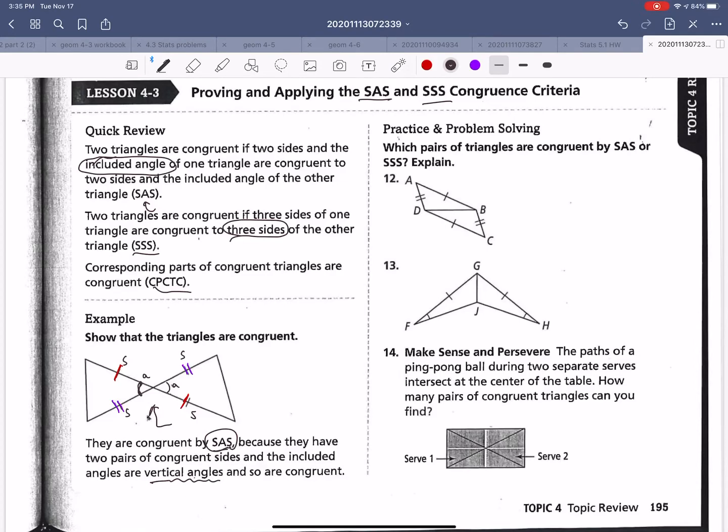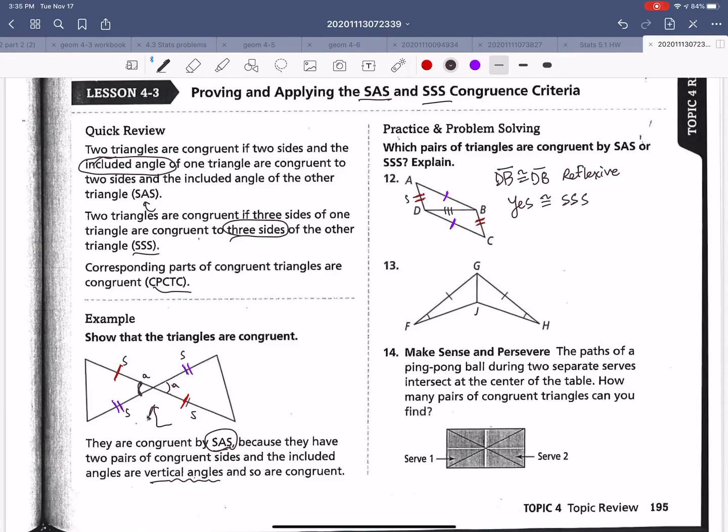Using this as an example, let's take a look at some more practice questions. We see this triangle has one side that matches one side, a second side that matches a second side, and notice this third side, because of reflexive, is congruent. Okay, so we can say which pairs of triangles are congruent. We can say, yes, these are congruent because of side, side, side.